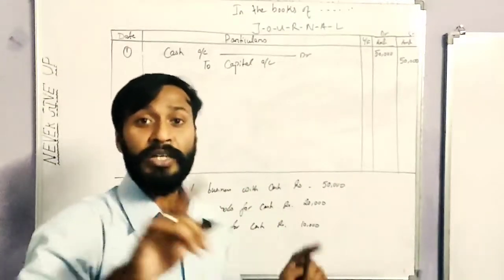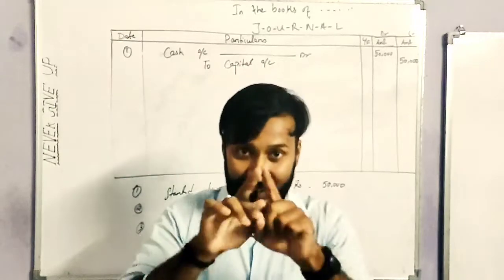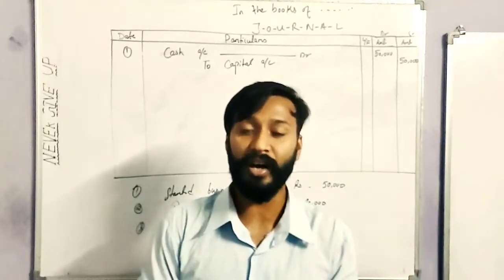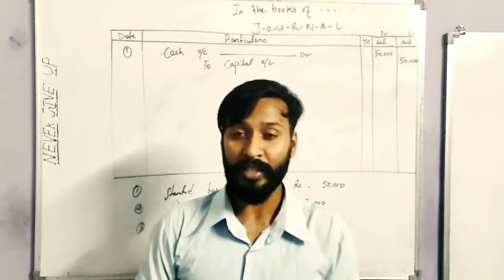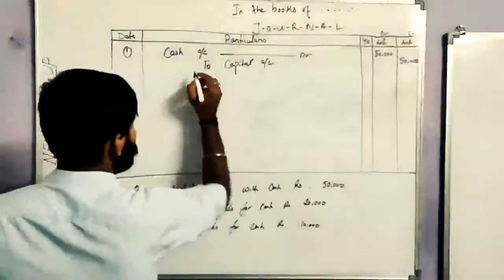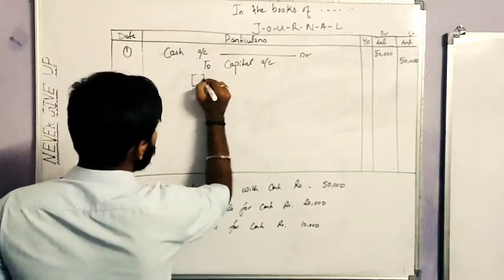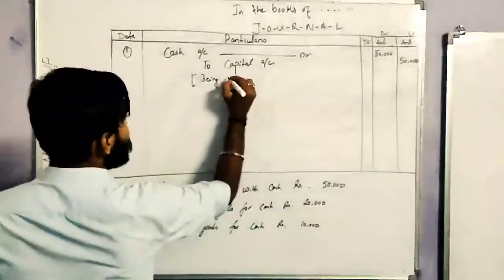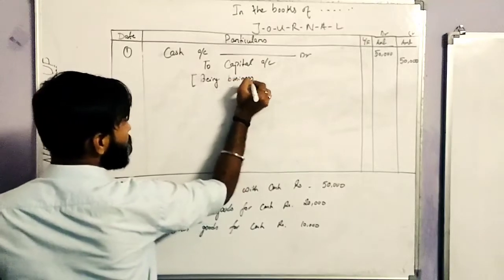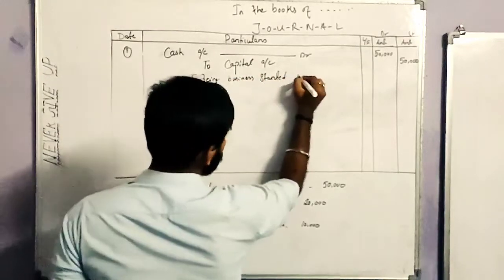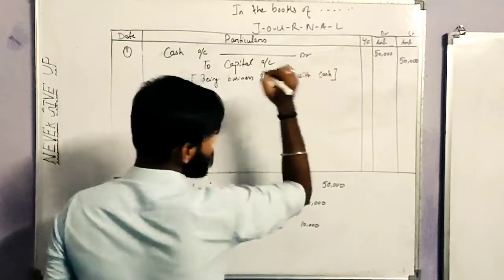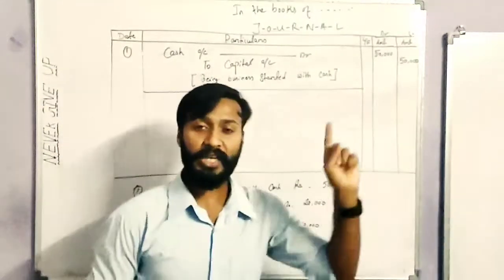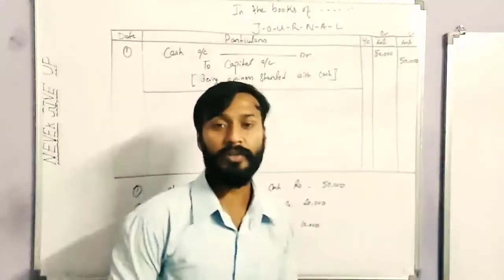Alright. In this journal, narration is a must. It means a summary of what purpose this transaction is done for. If we do not write the narration, in future we will not be able to understand. So in brackets, you will write 'being'. Always the narration starts with being. Being, business started with cash. This is the end of your first journal. Being, business started with cash. Cash account debit is 50,000. Capital account credit is 50,000. Alright.